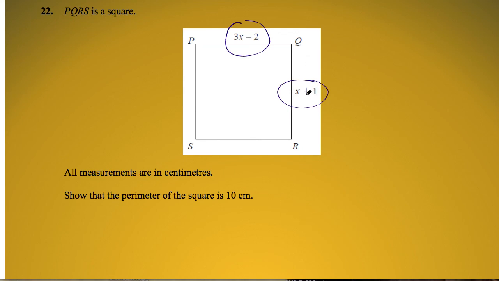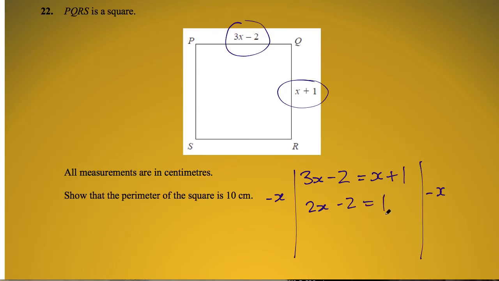So we're going to be able to find out what x is by setting those two equal to each other. Remember, in maths, if you're writing an equation, equals means that they are the same. So we've got this length, 3x minus 2 equals x plus 1. We've now got an equation to solve. So I'm going to get rid of the smaller number of x's on both sides. That leaves me with 2x minus 2 equals 1.